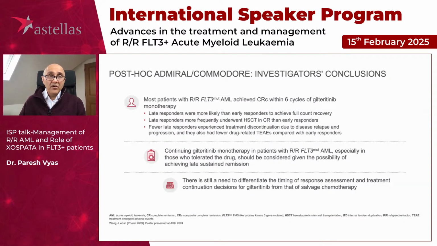Okay, so the post hoc ADMIRAL/COMMODORE investigator conclusions are that most patients with relapsed refractory FLT3 mutant AML achieve composite CR within 6 cycles. Late responders were more likely than early responders to achieve full count recovery. Late responders frequently underwent stem cell transplant. We saw that. And fewer late responders experienced treatment discontinuation due to disease relapse. So do try and keep your patients on for at least 6 months.